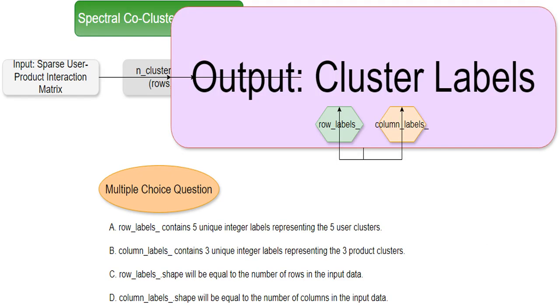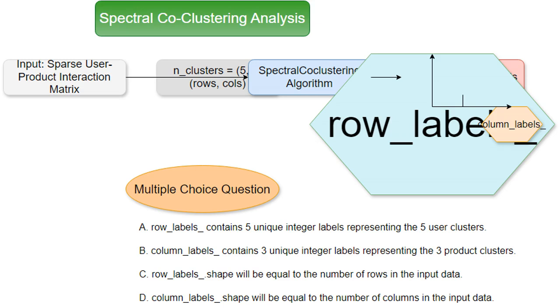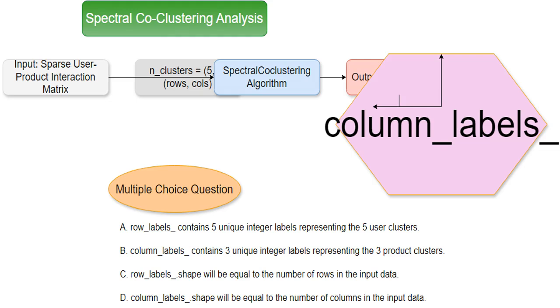The algorithm will output labels that indicate which cluster each user and each product belongs to. This variable contains the cluster assignments for each user row. This variable holds the cluster assignments for each product column.